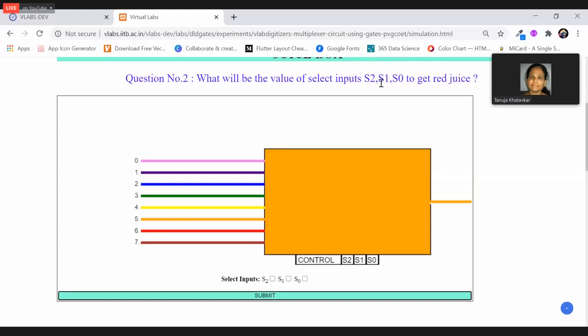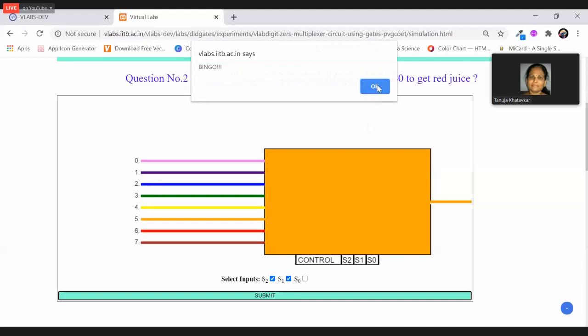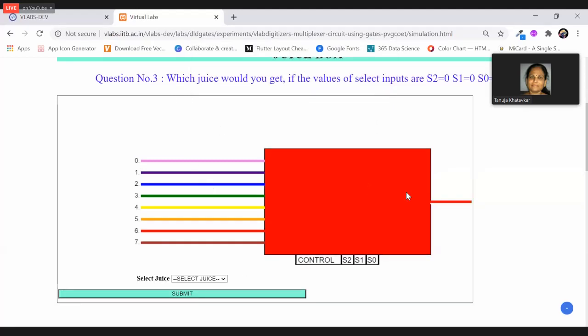The next question is about selecting the inputs for, again, red juice, for example. So she selects it for red. Red is 6, so it is 110 that she's going to enter. And yes, bingo, she's got it right. Otherwise, it's going to deduct the marks. Please read the next one.